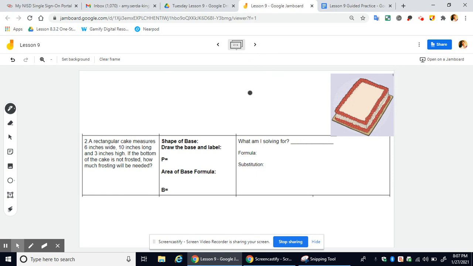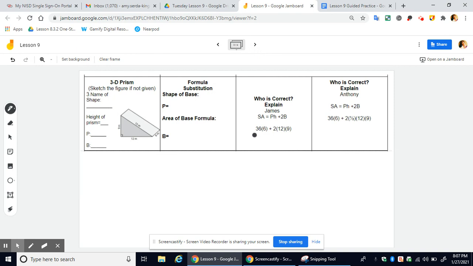And tomorrow in class, we will look at problem number 2. I'm going to go ahead and skip to problem number 3. So in this particular problem, you are given a triangular prism once again, and you're actually having to figure out who solved it correctly, who used the correct numbers in the formula. So before you can analyze this, you need to actually find the perimeter and the area of the base.